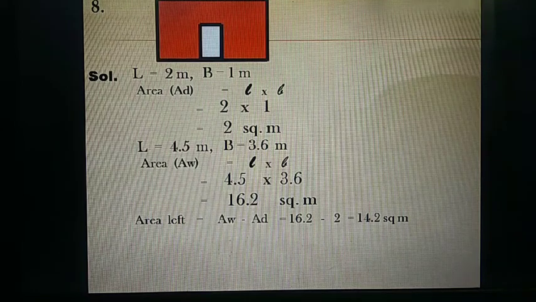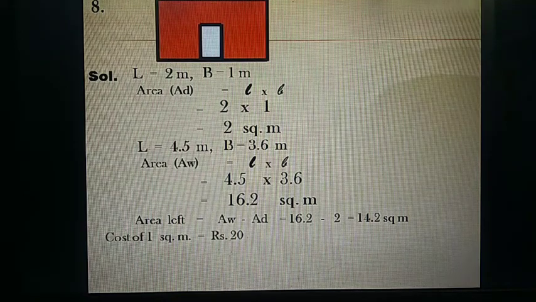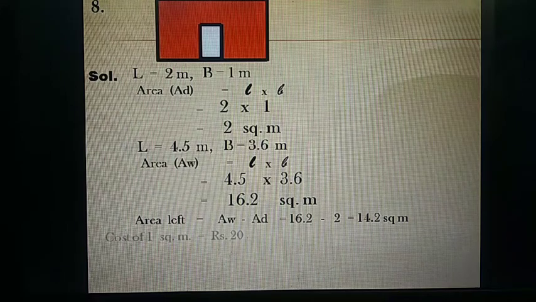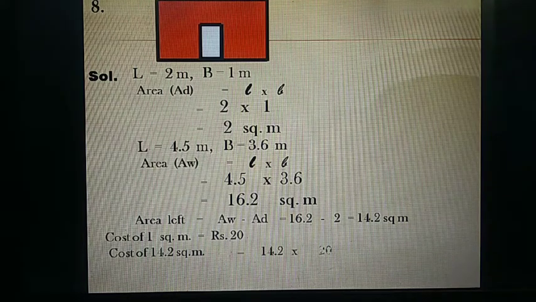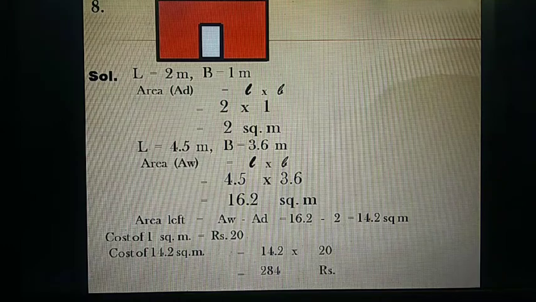Now in the question, cost of 1 square meter is given to you, which is rupees 20. From 1 square meter, we have to move to 14.2 square meter. So we are supposed to multiply them. Finally, we will have the answer as 284. As this is a cost, we will use the unit rupees here.